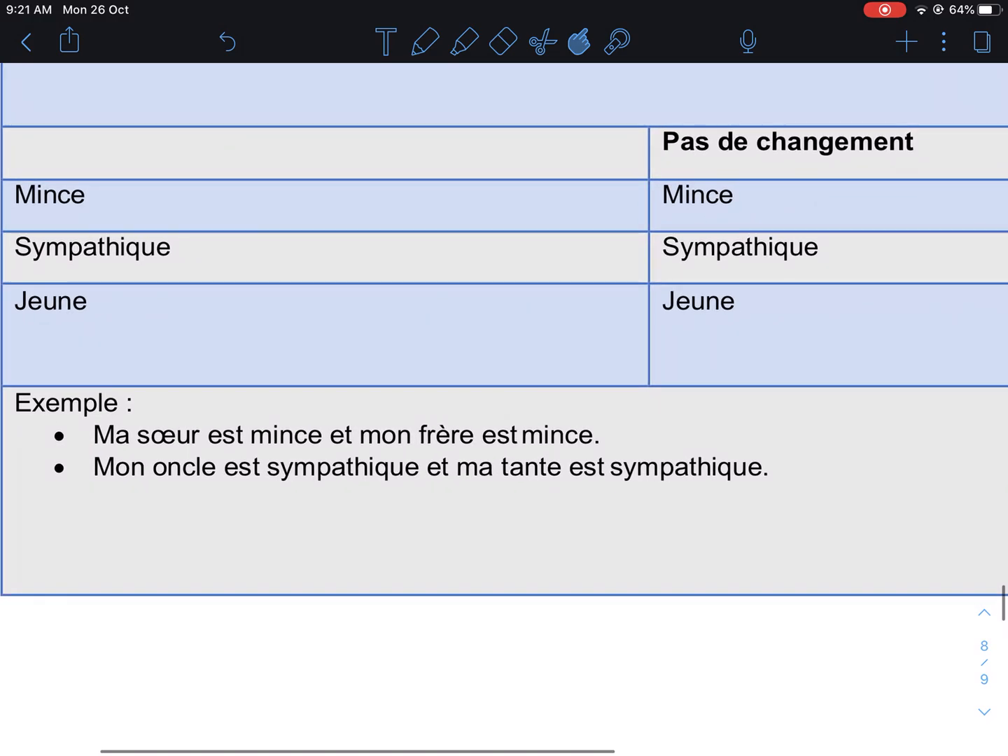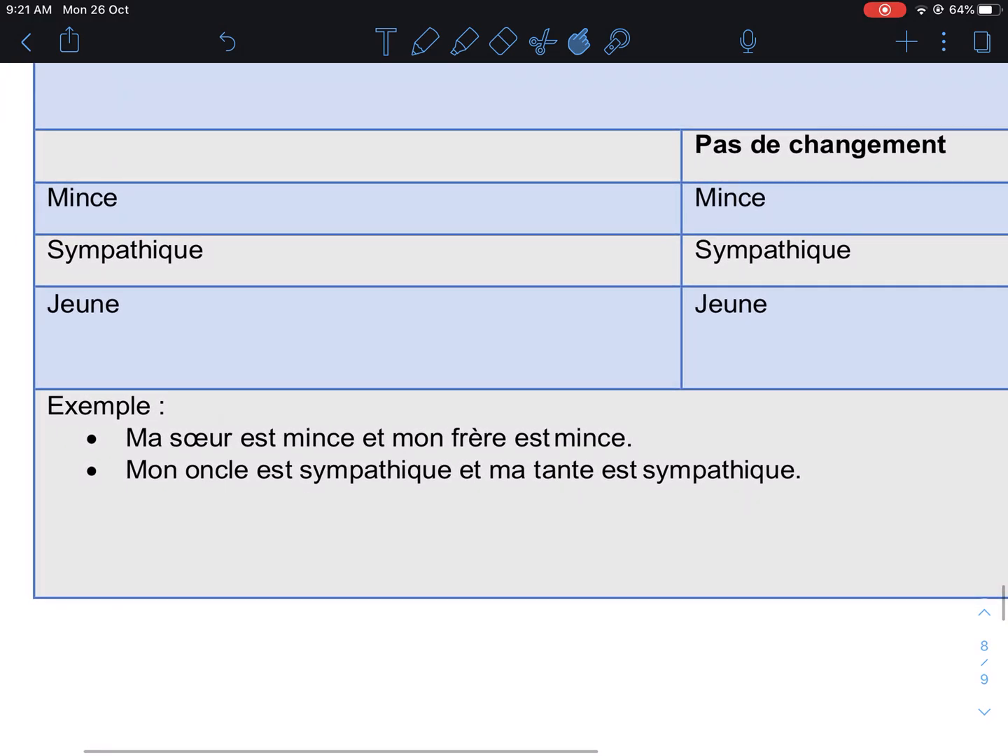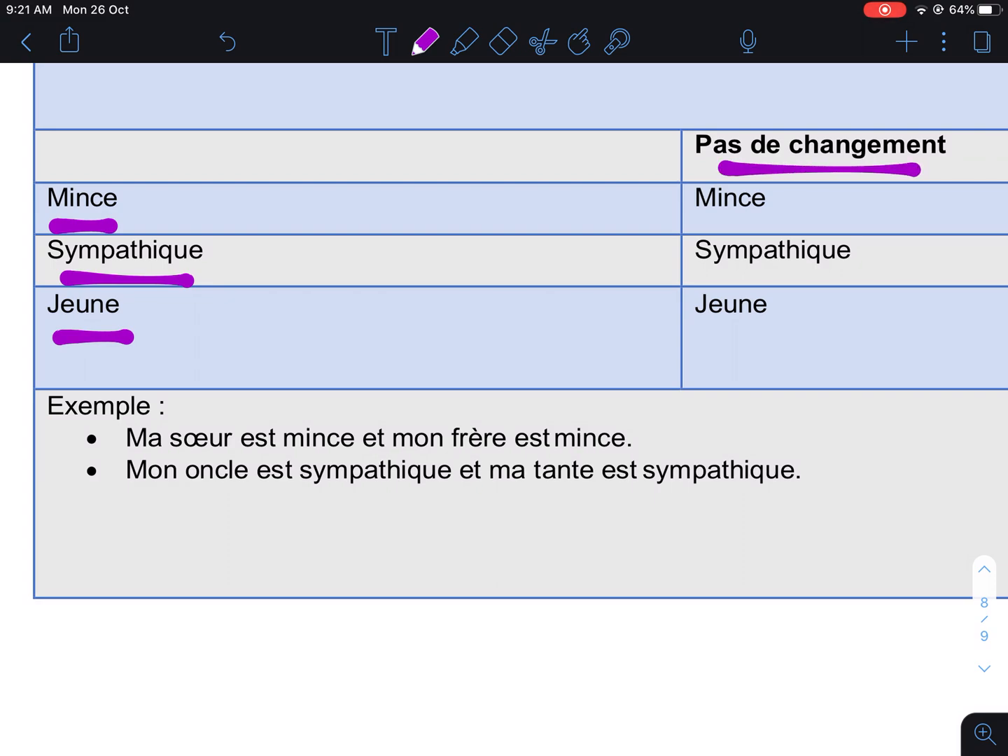The last variation is where male and female stay the same. Male and female forms stay the same, meaning that male and female use the same adjective. For example, here you have mince, sympathique, jeune. Mince here means slim, sympathique here means kind, and jeune here means young. So, pas de changement means that there is no change at all. It stays the same.